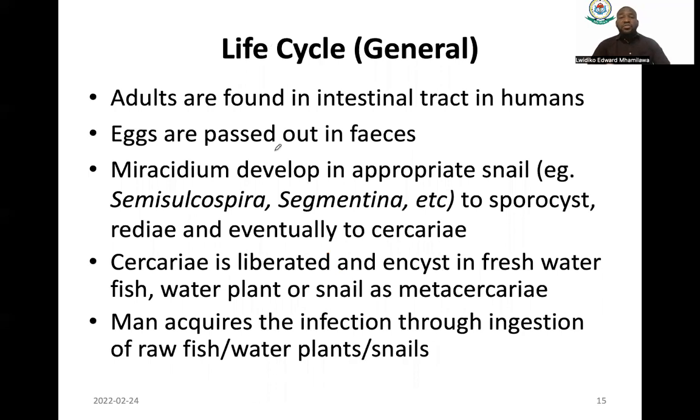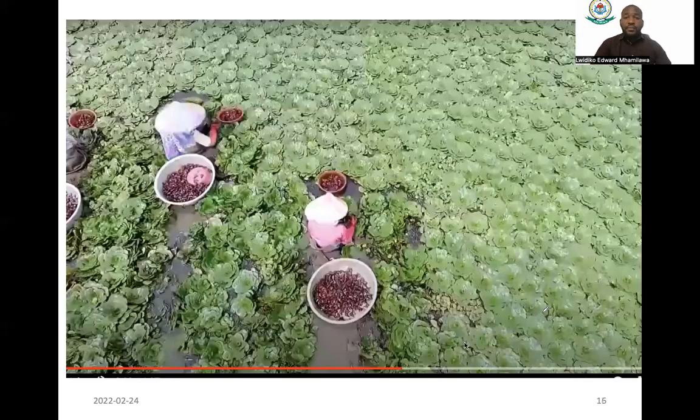So that is what I've been describing in terms of where they're found. The miracidium develop in appropriate snails, depending on the type of the species, into the sporocyst, then redia, and then into cercariae. The cercariae now get out, and then encyst in fresh water to form the metacercariae, and then the metacercariae, once ingested, excyst and become a part of the human.